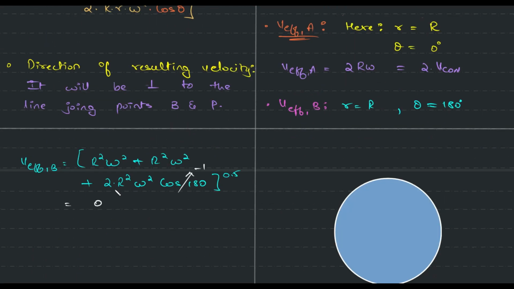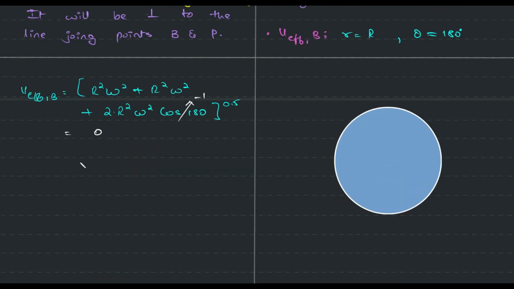So let's take up point M. Again, I'm trying to adjust everything in a very tiny space. V effective at point M. So here in this case, r is R by 2, half the distance, right? And theta is 0. And so here the V effective at point M will be equal to root of R square omega square. This is not going to change.